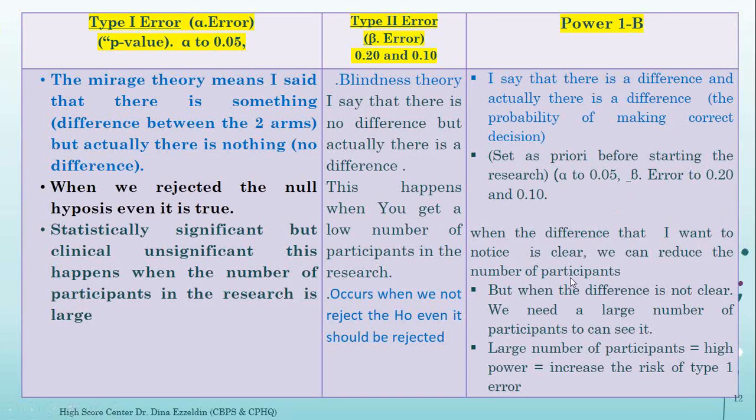When the difference that I want to notice is clear, we can reduce the number of participants. If the difference is large and clear, we don't need a large number of participants, because the difference is already clear. But when the difference is not clear, we need a large number of participants to be able to see it. If the difference is clear and big, we need a small sample size.